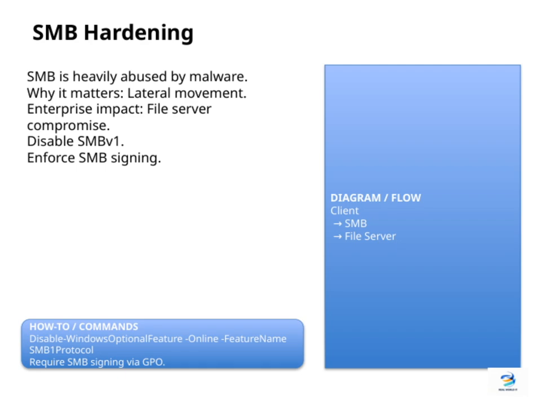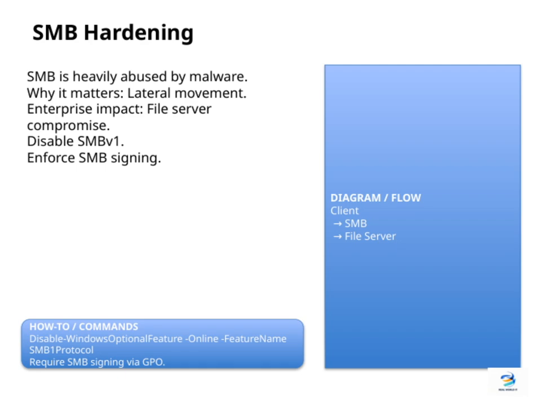First, we can disable SMBv1 by running the command Disable-WindowsOptionalFeature -Online -FeatureName SMB1Protocol. This is crucial because SMBv1 is outdated and has known vulnerabilities. Next, we should enforce SMB signing via group policy. SMB signing helps ensure that data exchanged between clients and servers isn't tampered with, adding an important layer of security.